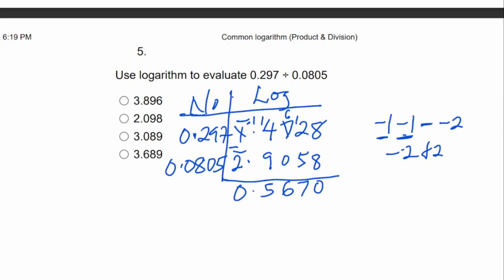What we're going to check now is the anti-log of 0.5697. And that gives 3690. Since we have 0 here, we just add 1 to 0. That is 1. So we count 1. So 3.690, approximately 3.6. I hope this is very clear.